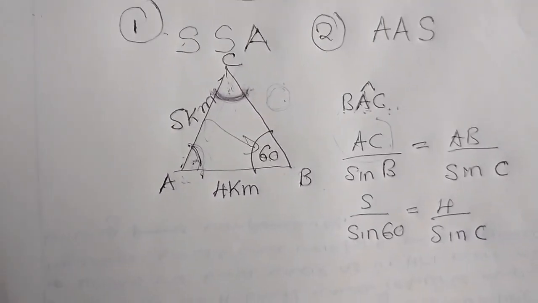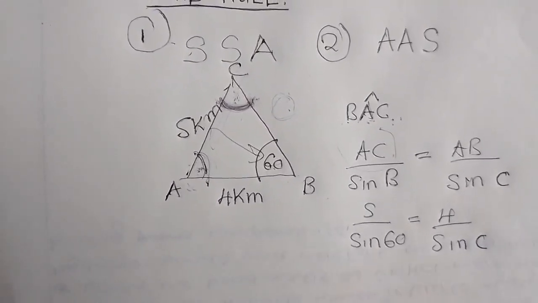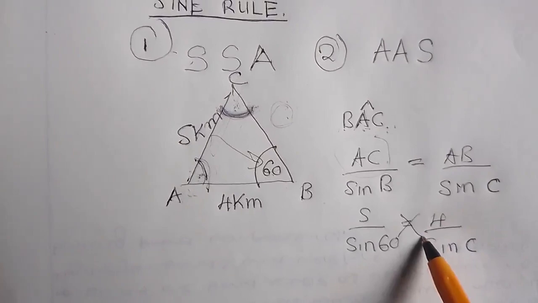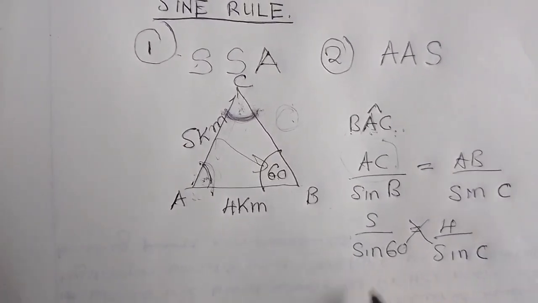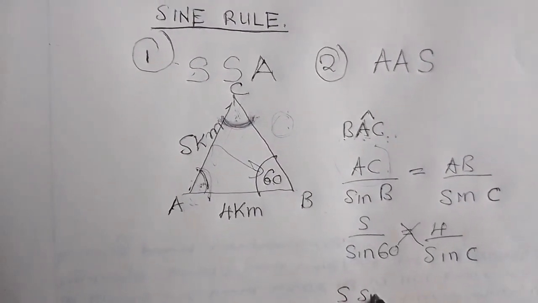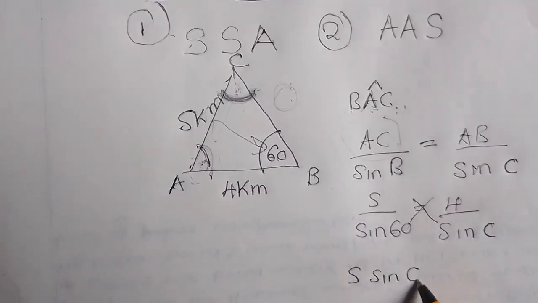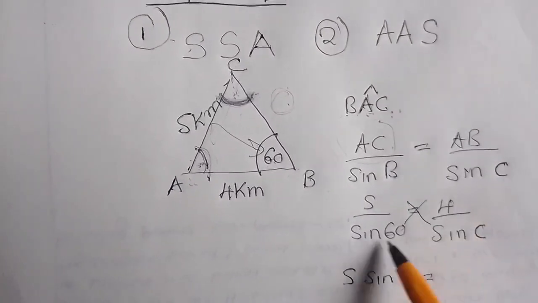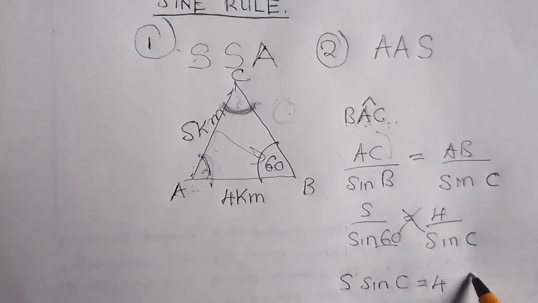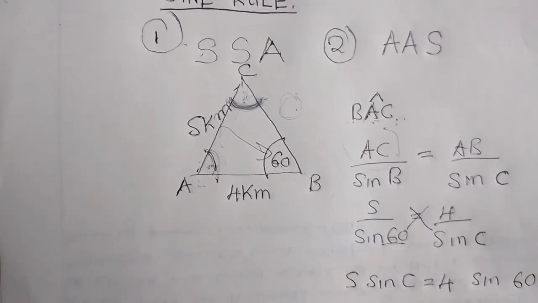I want to find C. Then here I cross multiply. So 4, it's going to be 5 sine C, so 5 sine C is equal to 4 sine 60.